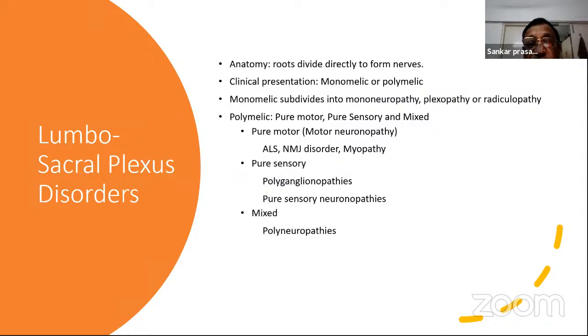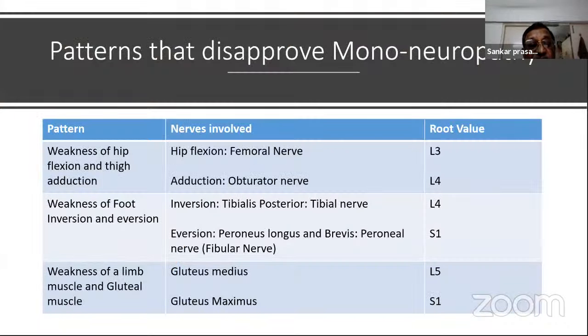The roots divide directly to form nerves. First decide whether it is monomelic or polymelic, which we have already mentioned. Again I told you in the beginning also, understanding mononeuropathy, plexopathy or radiculopathy is very, very important, because pure motor disorders like ALS, neuromuscular junction disorders and myopathy cause polymelic involvement. Pure sensory polyganglionopathies and sensory neuronopathies are polymelic, and polyneuropathies are polymelic. So we will not be discussing polymelic, and we will be discussing only monomelic, subdivided into mononeuropathy, plexopathy or radiculopathy involvements.